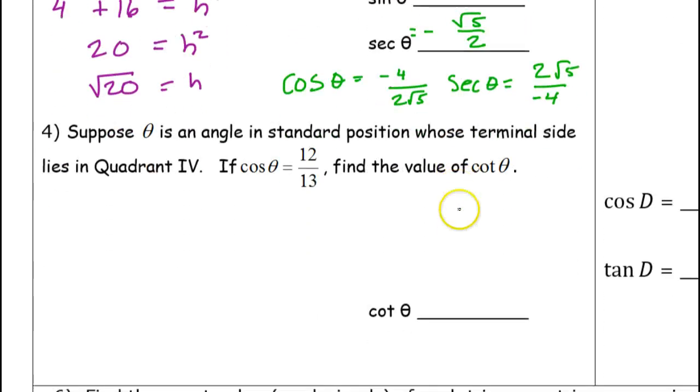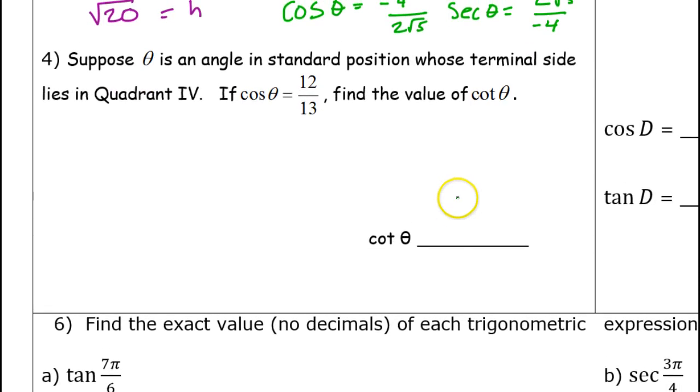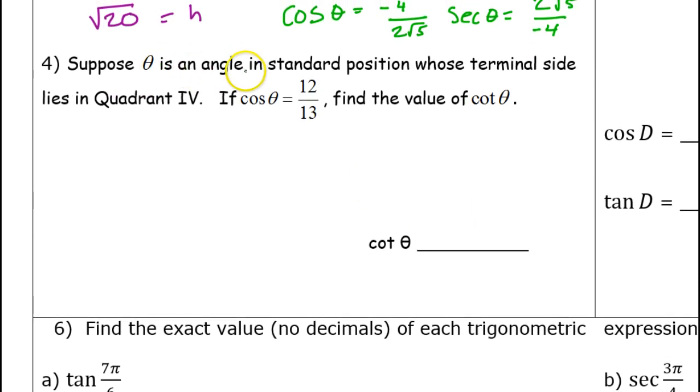Okay, number 4 is very similar. Suppose theta is an angle in standard position whose terminal side is in quadrant 4. So again, we should draw ourselves a little sketch. They're telling us that the quadrant is quadrant 4, and this is quadrant 4 over here. So let's just draw ourselves an angle where the terminal side is stretching into quadrant 4.